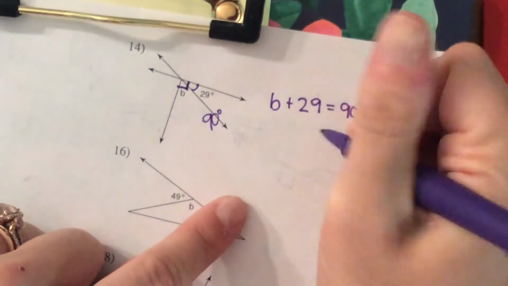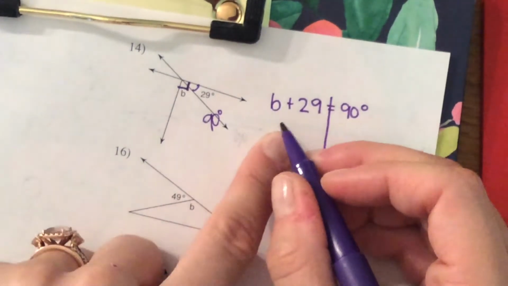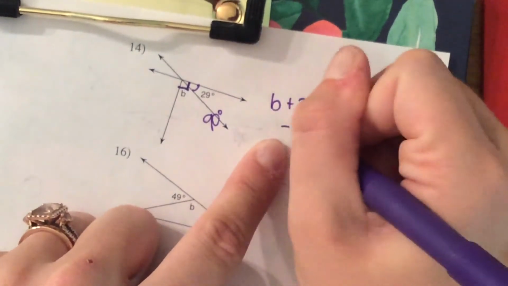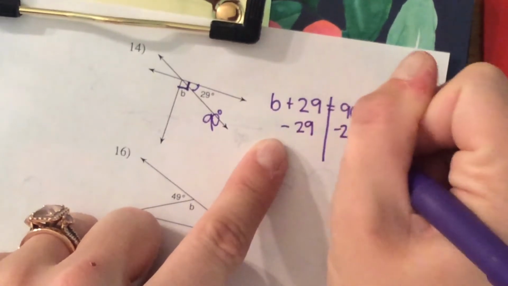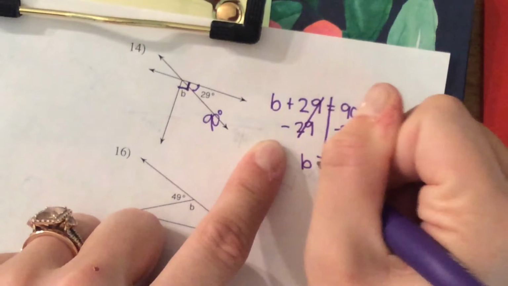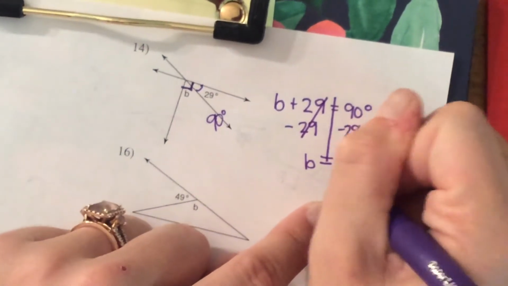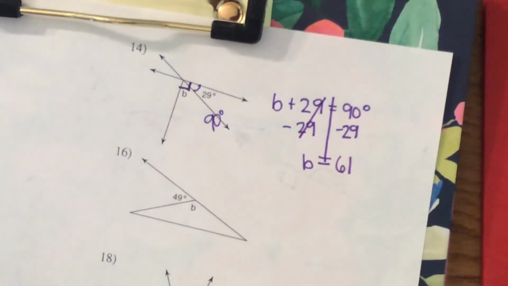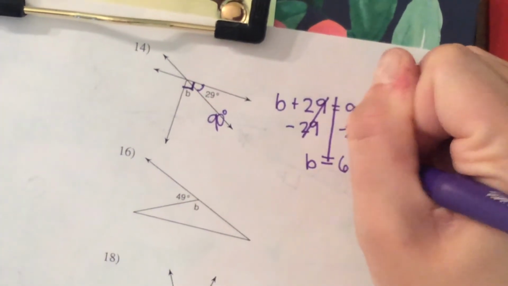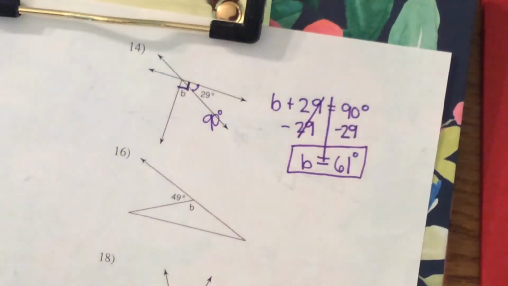I'll go ahead and solve that one with you. Let's build our wall. We need to isolate B, so we need to subtract 29 from both sides. So B equals 90 minus 29, I believe is 61. Hopefully that's correct. Put your degrees, and that would be your answer.